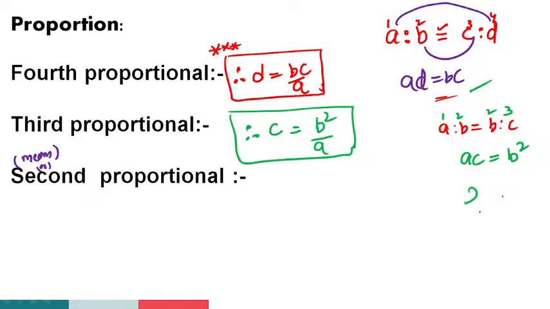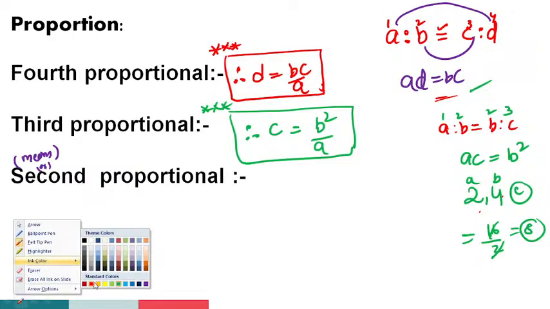For example, the question like this: 2 comma 4. Find out the third proportion. Look like A, B, C. C value we don't know, guys, here. Let X be C, no problem. What is the third proportion formula? B square by A. B is how much? 4. 4 square is how much? 16 by 2. 2 eights are 16. Okay, C value is how much, guys? 8. Just remember the formula here, guys. So third proportion formula, C is equal to B square by A.